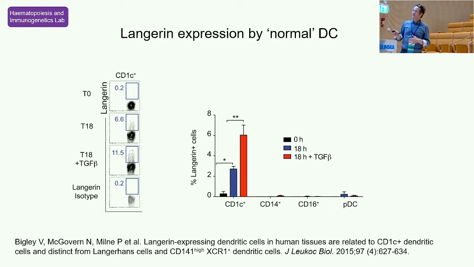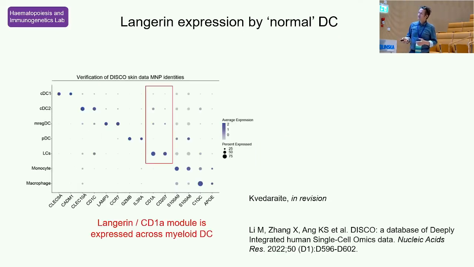And you can augment this expression with TGF-beta, which is a well-known growth factor that induces Langerin expression. So this is a kind of program that can be adopted by healthy myeloid dendritic cells without too much stimulus. They do this quite naturally. And I think there's data emerging that this Langerin CD1A module is expressed across a range of myeloid DC.